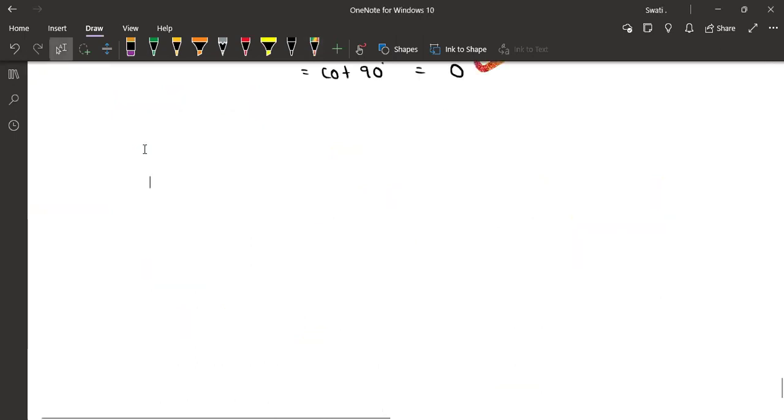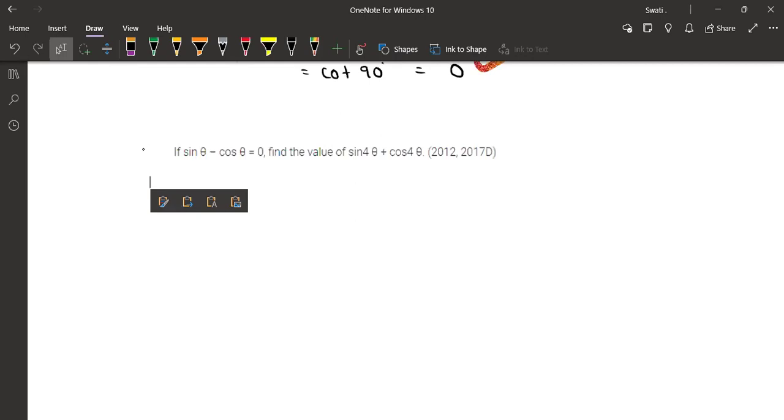All right, so this is the next question, which says if sine theta minus cos theta is equal to 0, then we have to find out the value of sine raised to 4 theta plus cos raised to 4 theta. This is what we need to find out, okay?